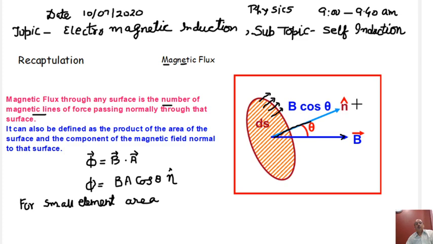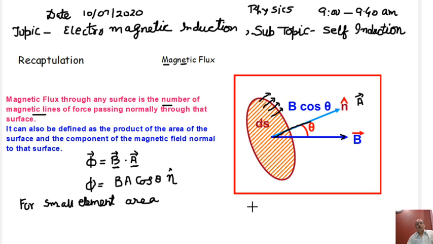Theta is showing the direction of area. As we know, the magnetic flux is the product of the area of the surface and the magnetic field. Phi is equal to B dot A, where the magnetic field of induction is B and area is A. So flux phi is equal to B dot A, and so we can say flux phi is equal to B A cos theta.